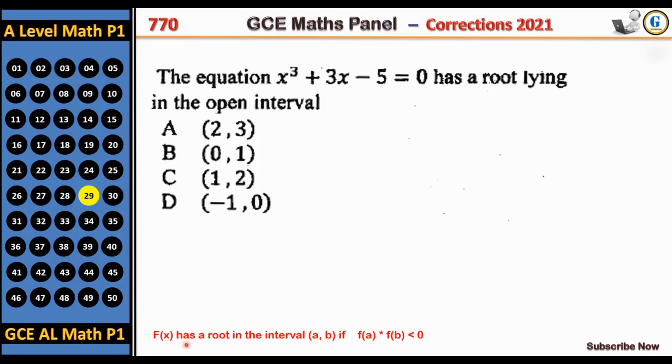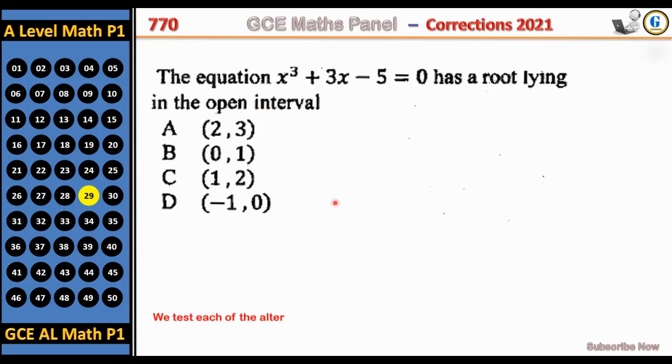So f of x has a root in the interval (a, b) if f of a times f of b is negative, or is less than 0. So we are going to test each of these. We test the first one. We will have f of 2 times f of 3, and we put these values here now. f of 2 is going to be positive, as you can see. f of 3 will also give us a positive number, so it's positive.